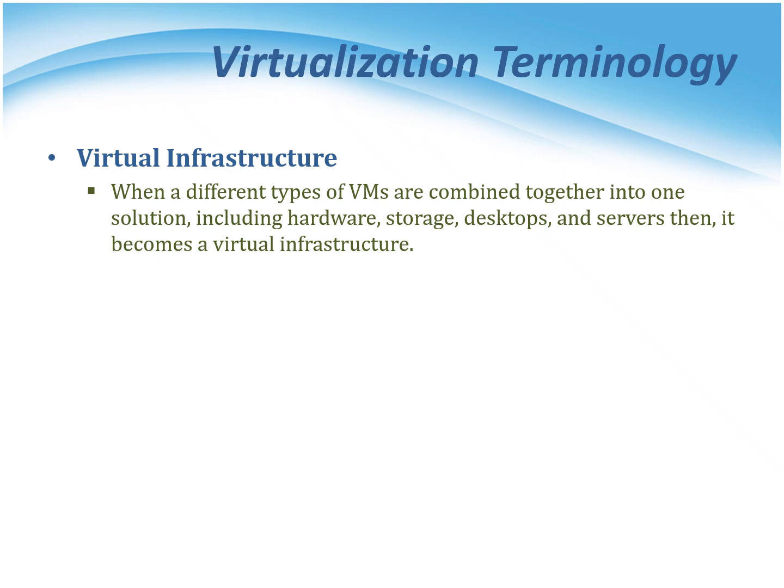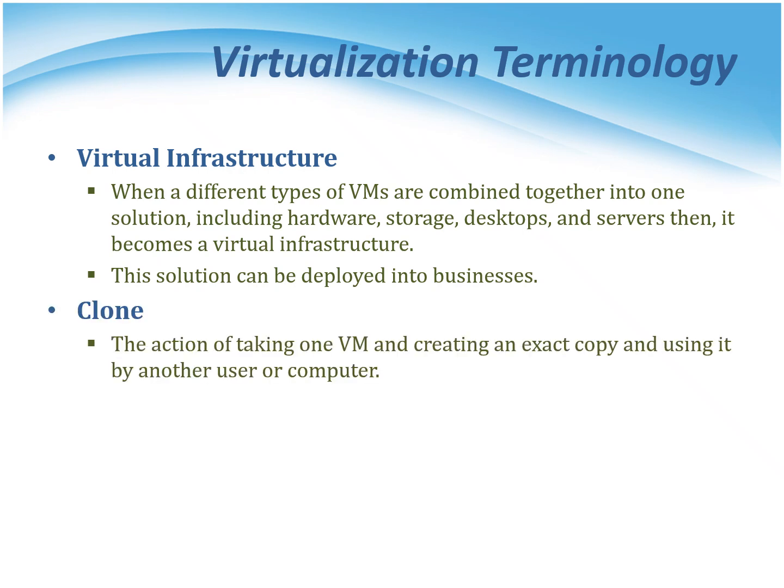Virtual infrastructure: when different types of virtual machines are combined together into one solution, including hardware, storage, desktop, and servers, then it becomes virtual infrastructure. Earlier, when everything was physically combined, that was called infrastructure. Now everything is delivered over the internet through the software layer, the hypervisor, and that constructs a virtual infrastructure. This solution can be deployed into businesses. This is just like a clone. The action of taking one VM, creating an exact copy, and using it by another user or computer is called cloning.